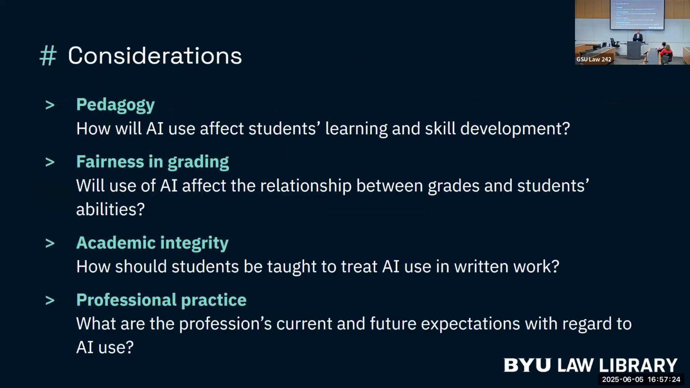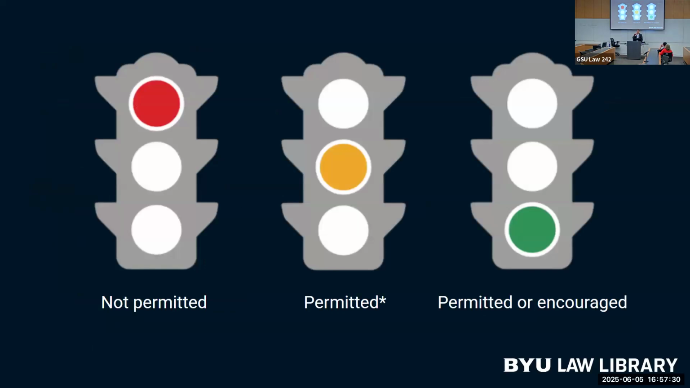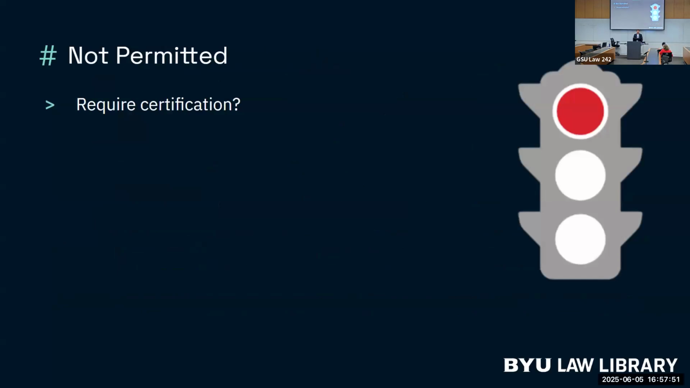I'm going to breeze through this. When you're setting your AI policy, one of the frameworks that I like is the stoplight framework. You should have a default policy for the class, but then on assignments, you can have a different policy for different assignments. I think it's really important to be clear with students about what the policy is, so that they can follow it. So for red, if it's not permitted, you could also have them certify, I did not use AI on this assignment. It's just a little bit of friction. If they're going to cheat, they have to lie a little bit more about it. Maybe it's not effective. Maybe it is. I don't know.